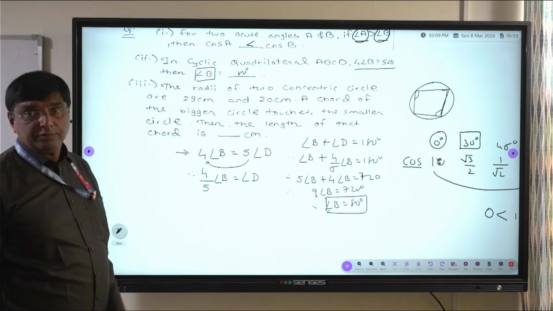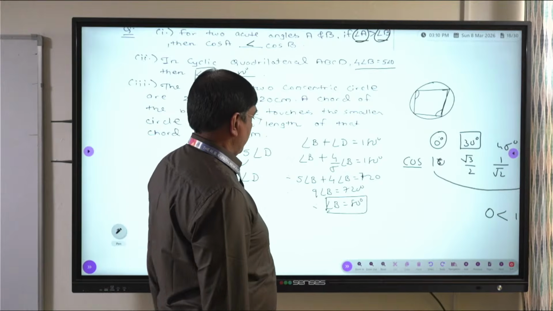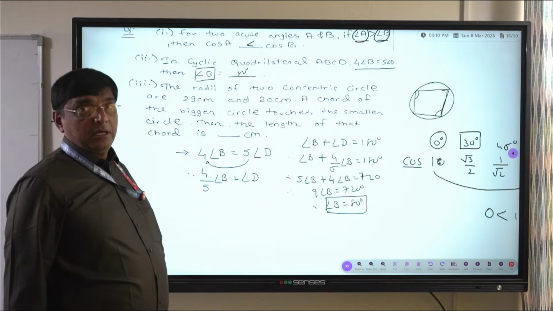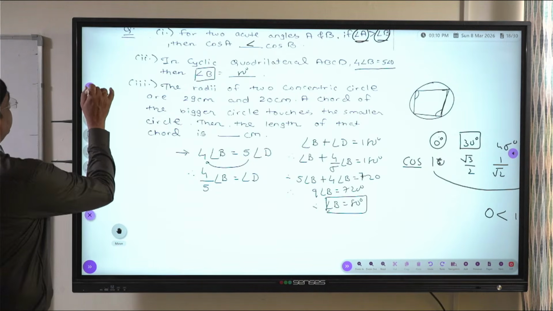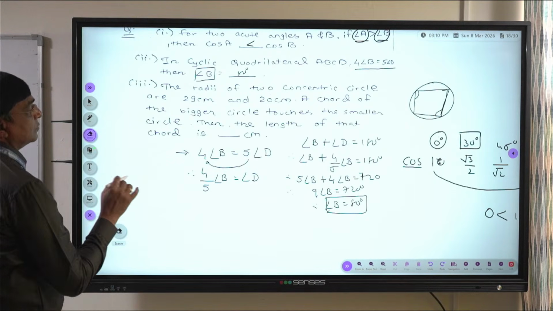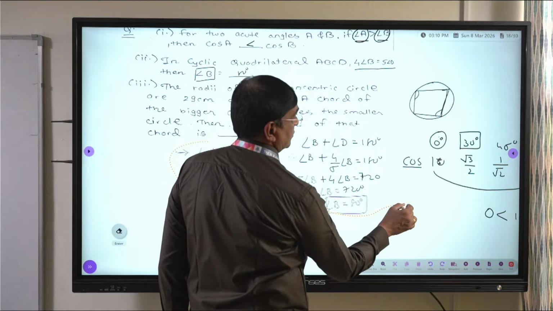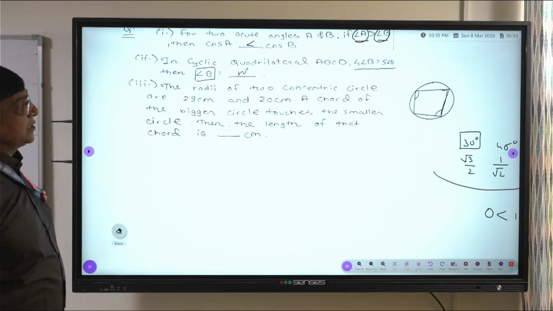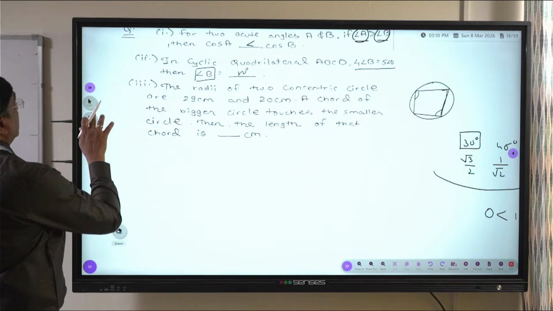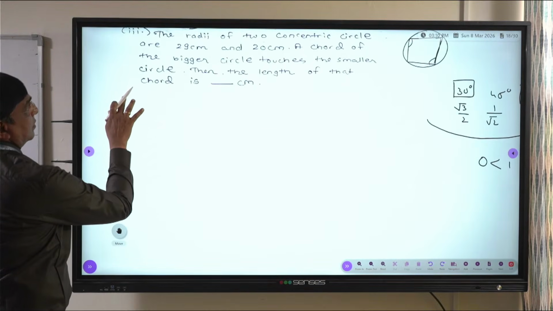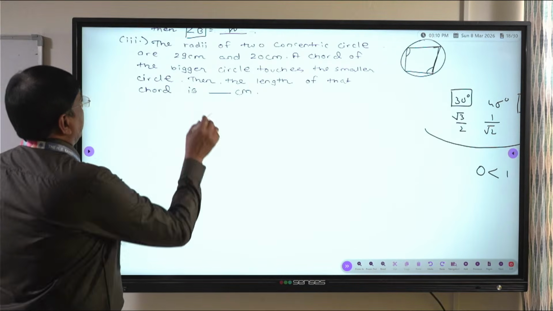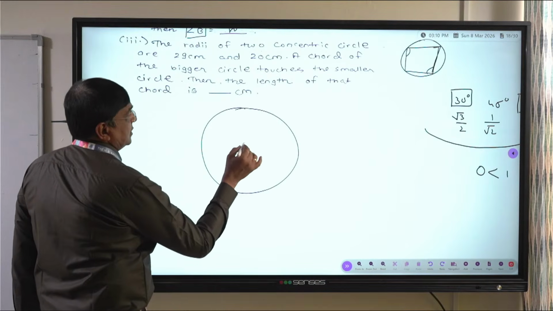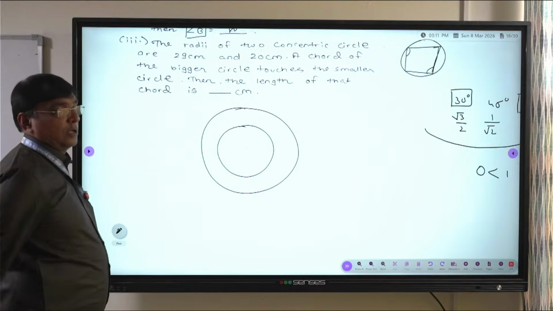Now next, and very important. If you have seen the basic paper, you would have seen that this sum is asked in it, on concentric circles. The radii of two concentric circles are 29 and 20.